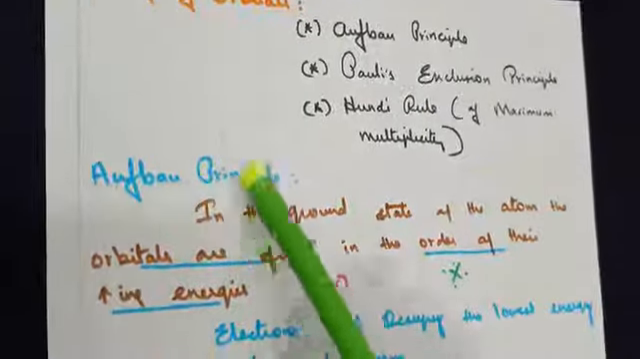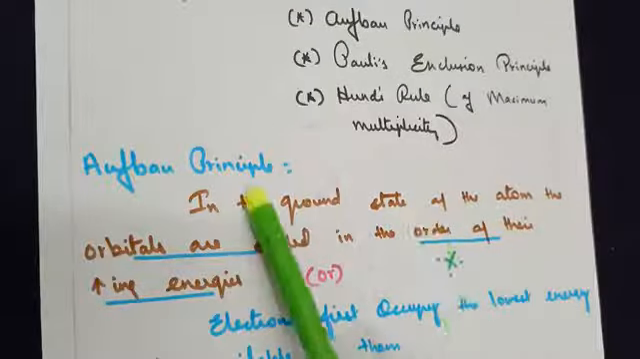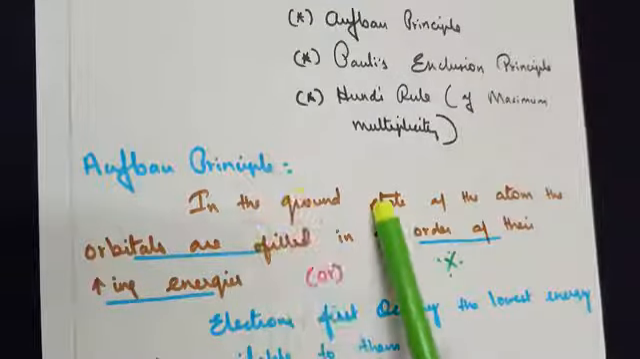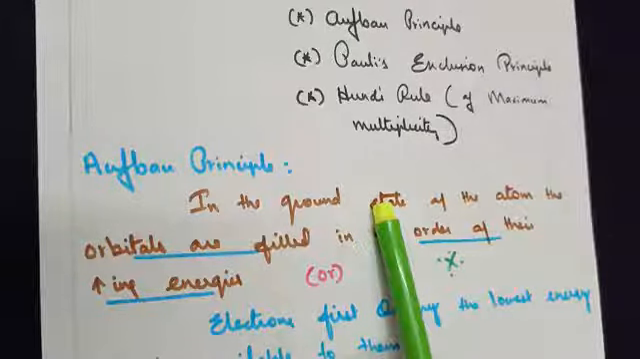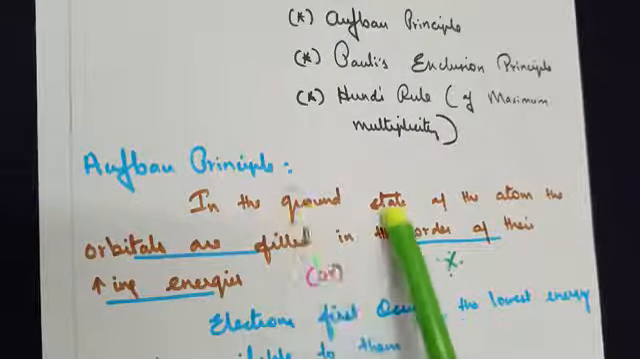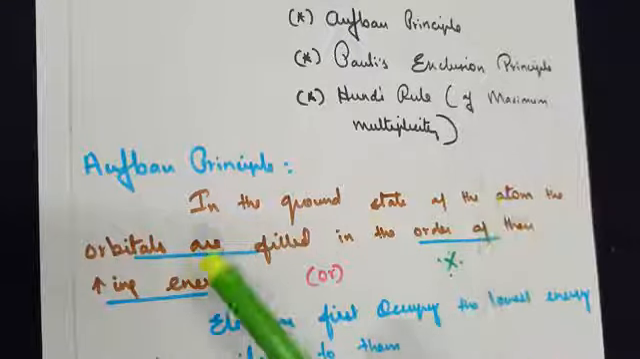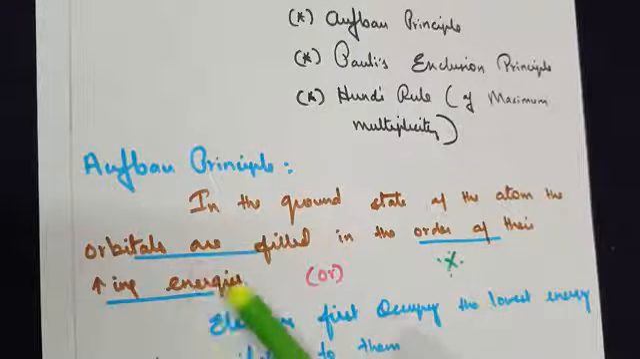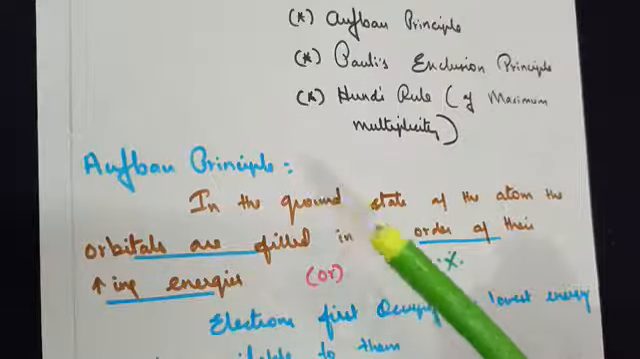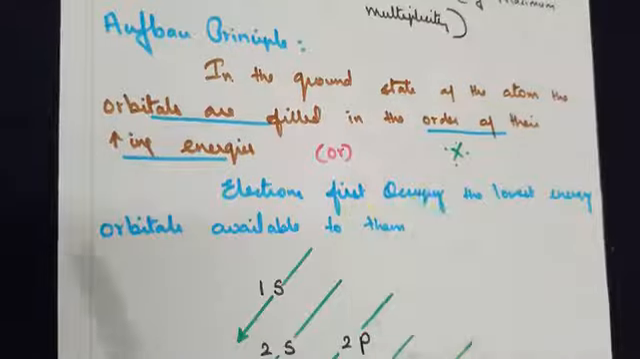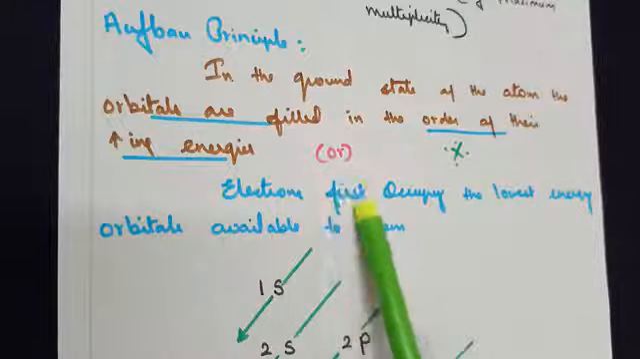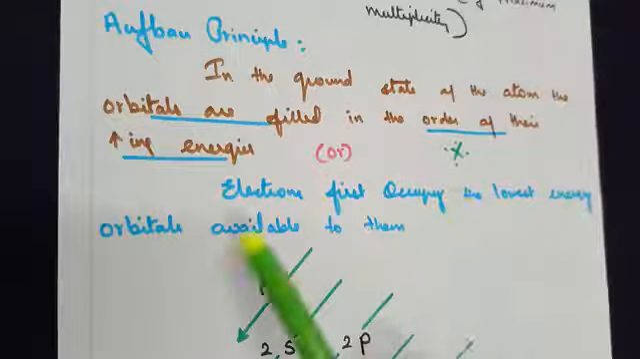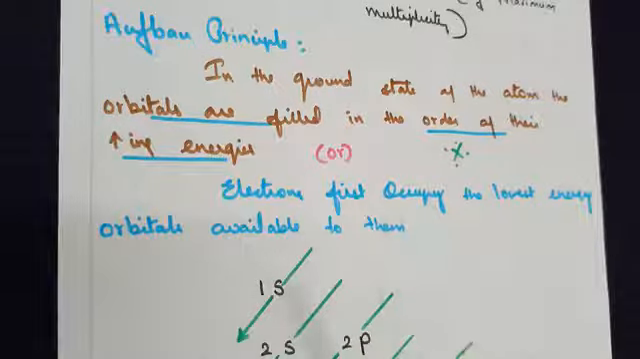The first one is the Aufbau principle. It states that in the ground state, and in the previous class I have very clearly told you the meaning of ground state and excited state, the orbitals are filled in the order of their increasing energies. Or the same concept, you can also write in different words: electrons first occupy the lowest energy orbitals available to them.